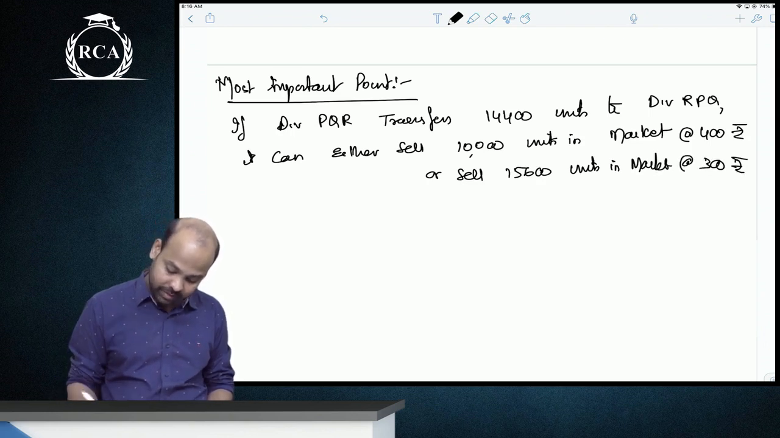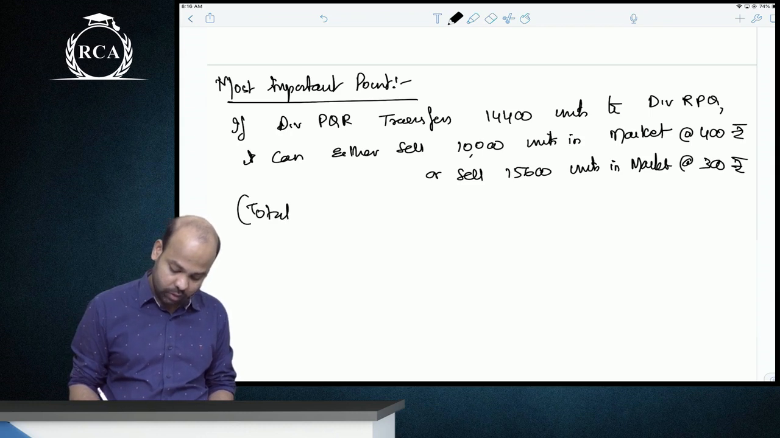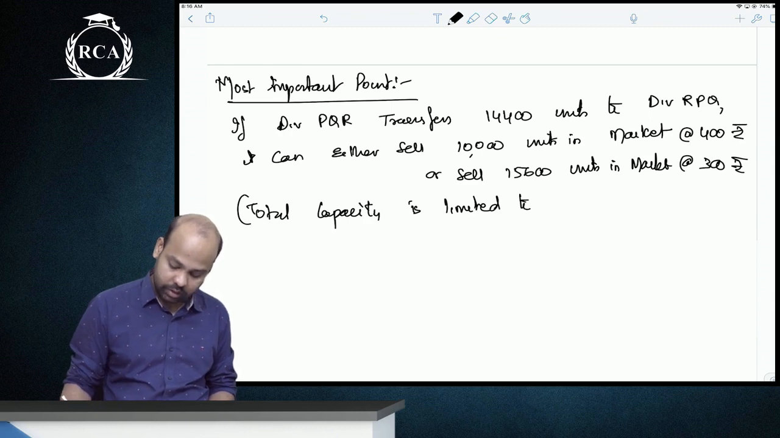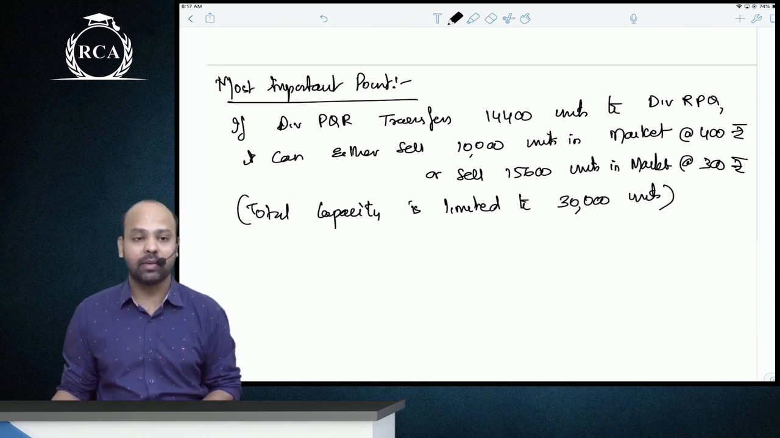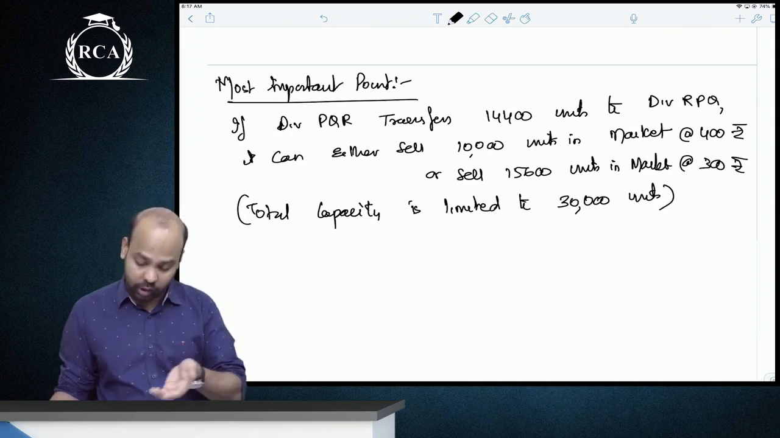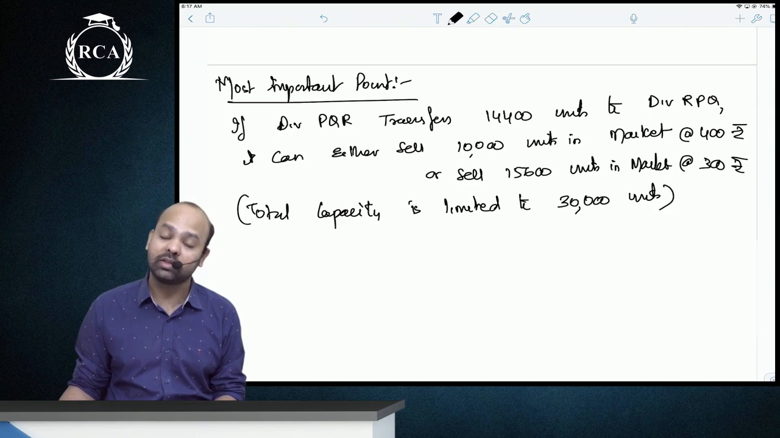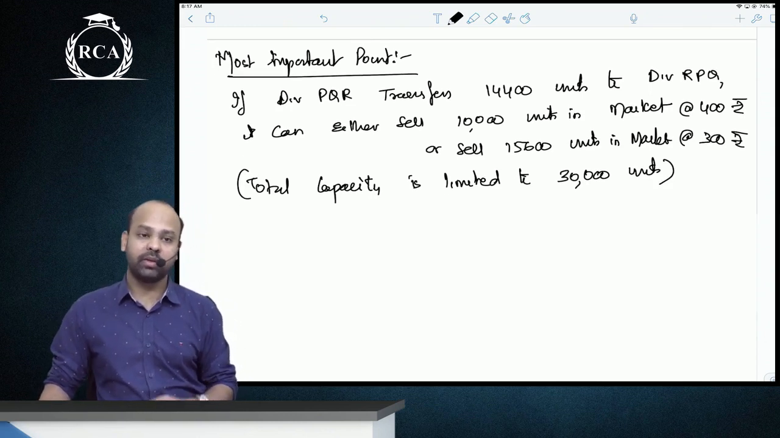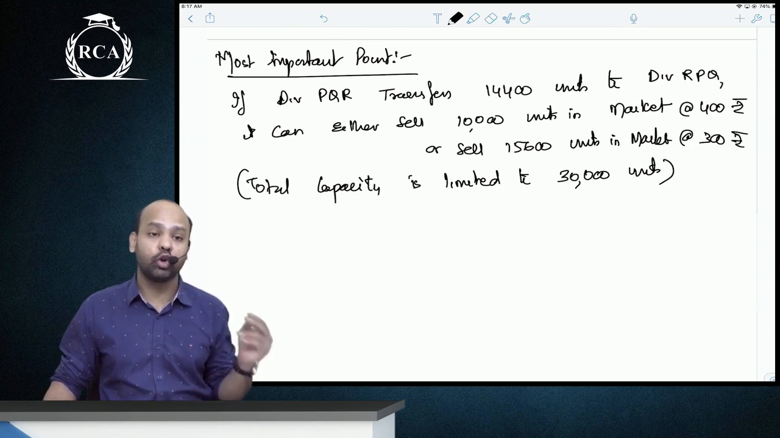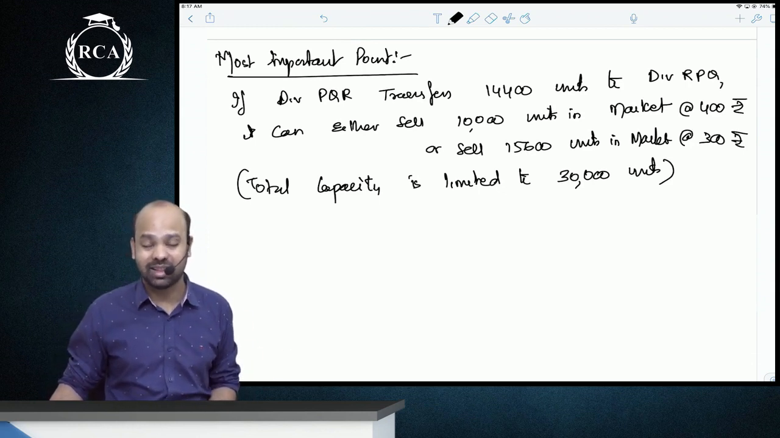Total capacity is limited to 30,000 units. Yes or no? ICI directly took 10,000 units at 400 rupees, while a better alternative was to sell 15,600 units at 300 rupees. They said if you are transferring 14,400, you can only manufacture and sell 10,000 units.